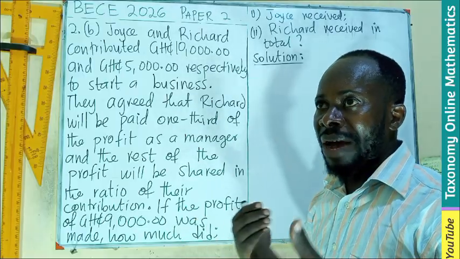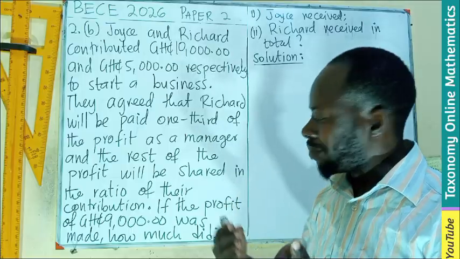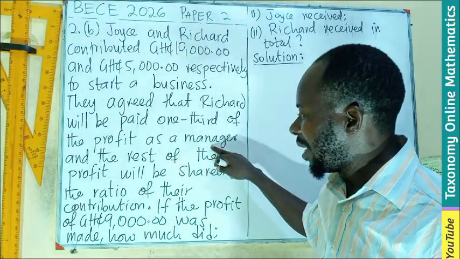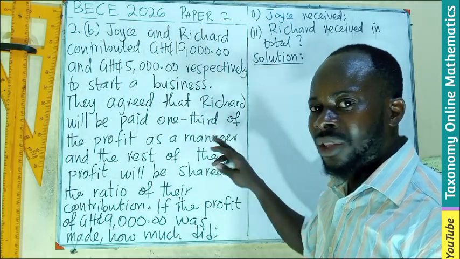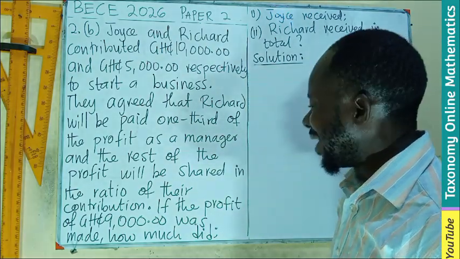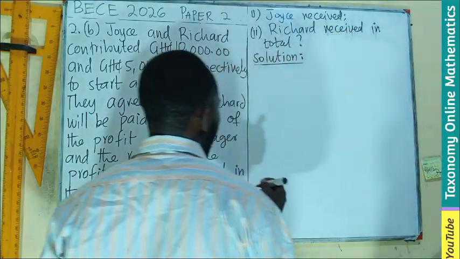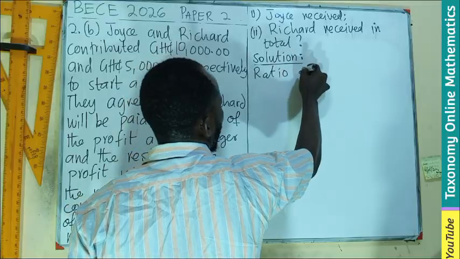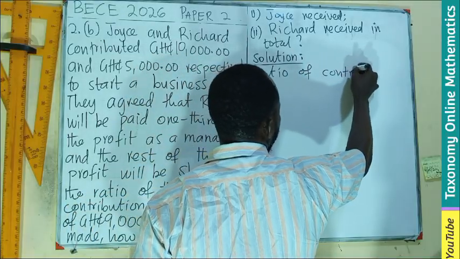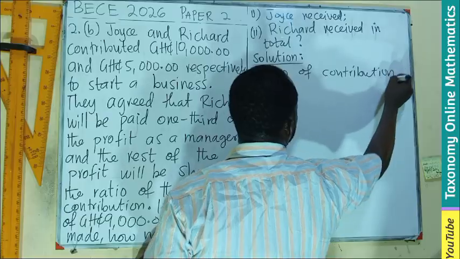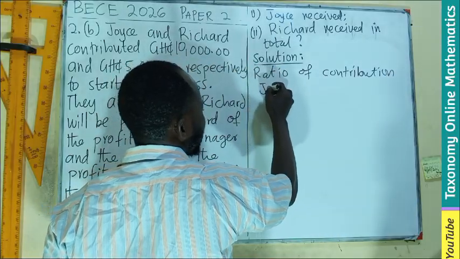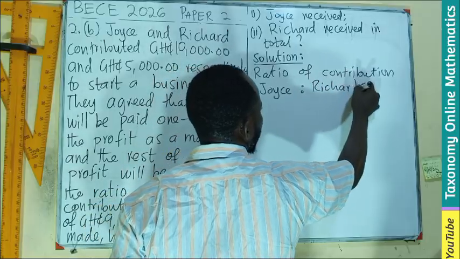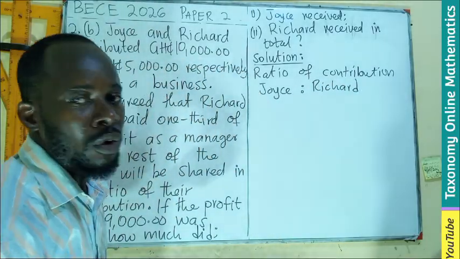First of all, we have to find out the amount of money that Richard received as the manager, and that is going to be 1/3 of the total profit. Okay, let me take it this way. The ratio of contribution is first Joyce is to Richard. How much did Joyce contribute?